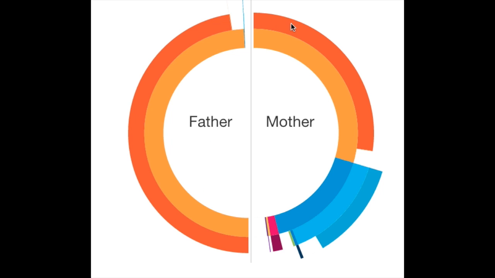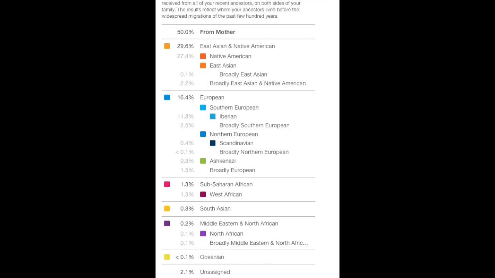Father, mother. So this is what I get from my father, and this is what I get from my mother. From my mother I get 50% of this: 26.6 East Asian and Native American, 16.4 European, 1.3 Sub-Saharan African, 0.3 South Asian, 0.2 Middle Eastern and Northern African, less than 0.2 Oceanian, and 2.1 unassigned.